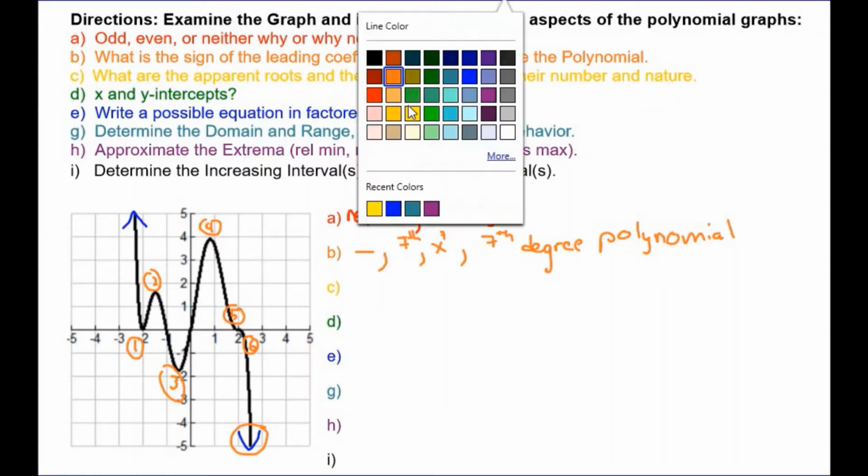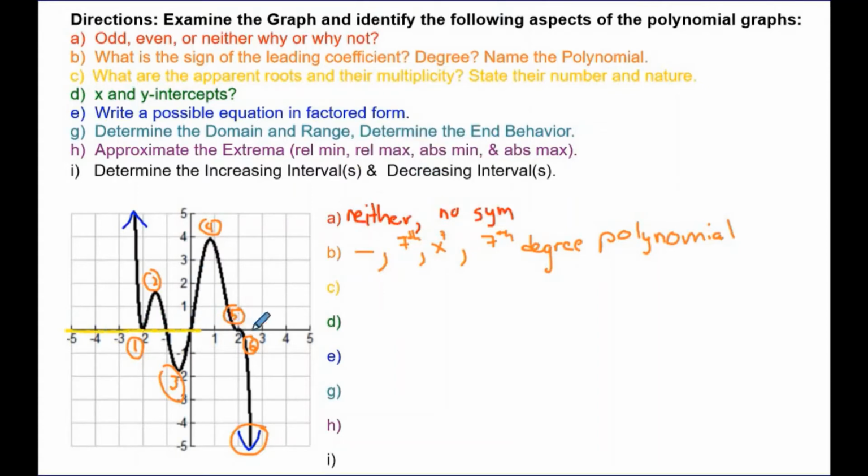So what are the apparent roots and their multiplicity, and then state their number and nature? So let's talk about what that's talking about. The roots are where the graph crosses the x-axis. So when I look at the x-axis, it's crossing this x-axis 4 times. So there are 4 roots. One of them is at x equals -2. One of them is at x equals -1. One of them is at x equals 0. One of them is at x equals 2.